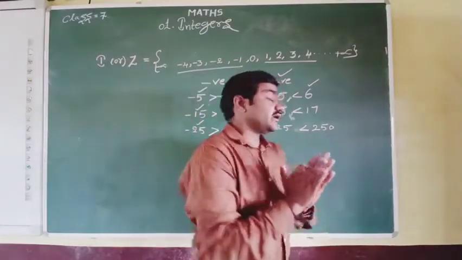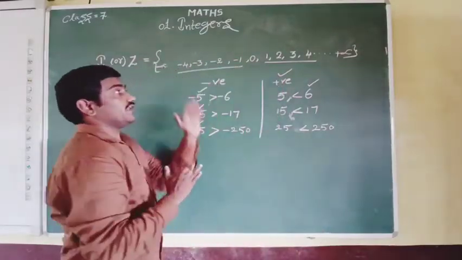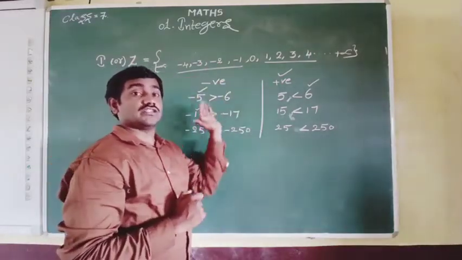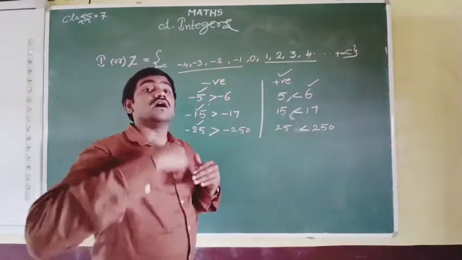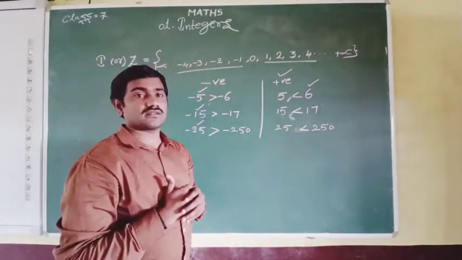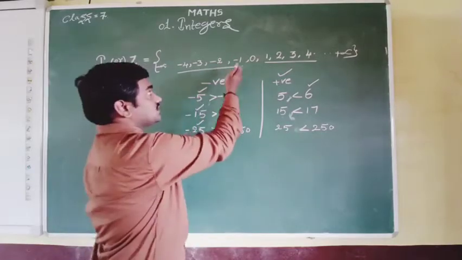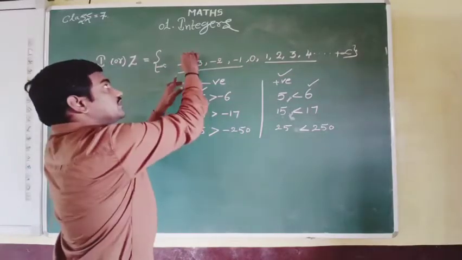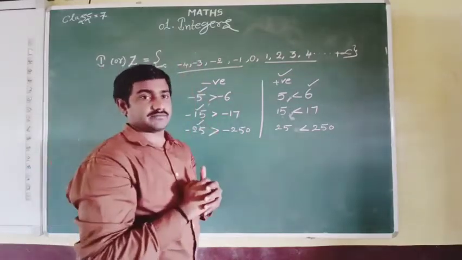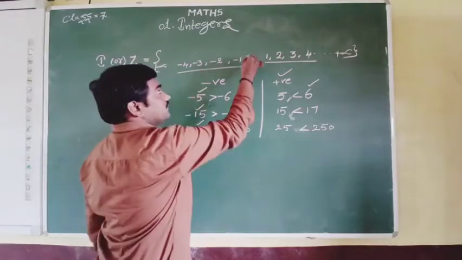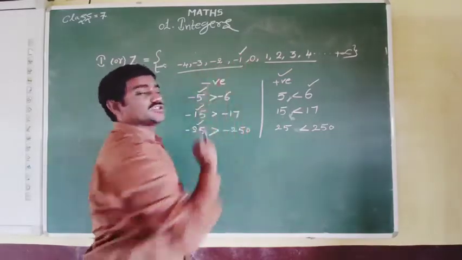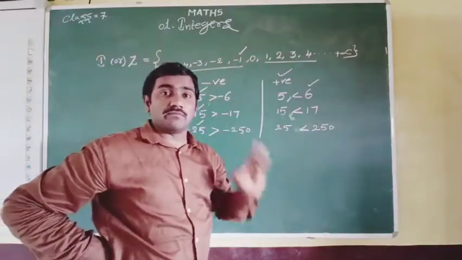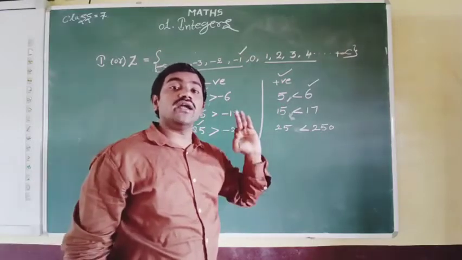Just I will tell you, remember children, when a number comes near to 0, the value of the number increases. When the numbers go far from the 0, the value of the number decreases. So just see, here 1 is very near to 0, minus 1 is very near to 0. So minus 1 is the greatest number in negative integers.